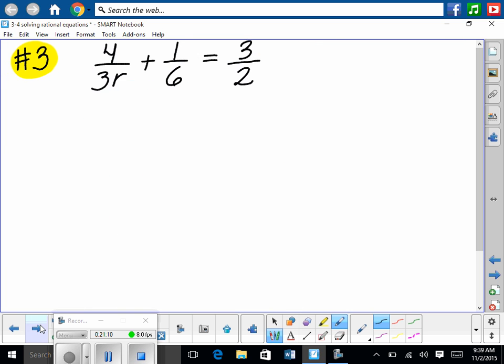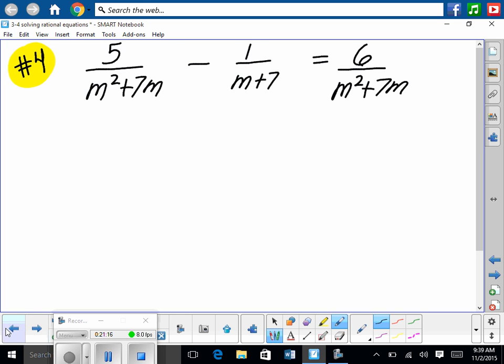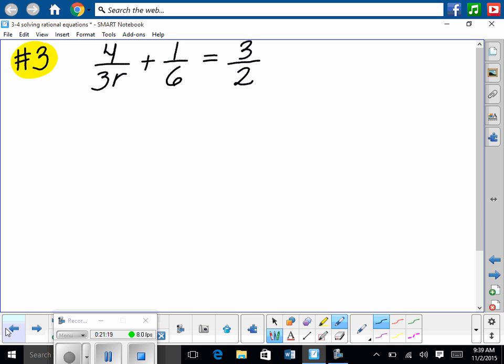Okay. Number 3, let's go through number 3 and 4, and then I'll let you work. Here we go. So we have 4 over 3r plus 1 over 6 is equal to 3 over 2. First thing we're going to do is find our least common denominator.